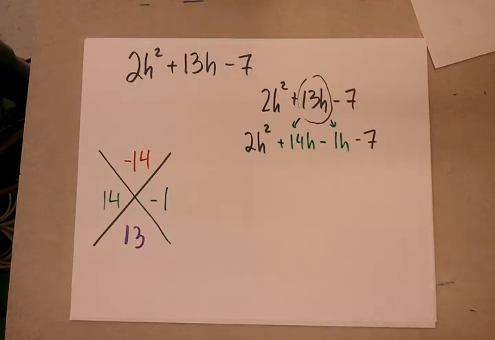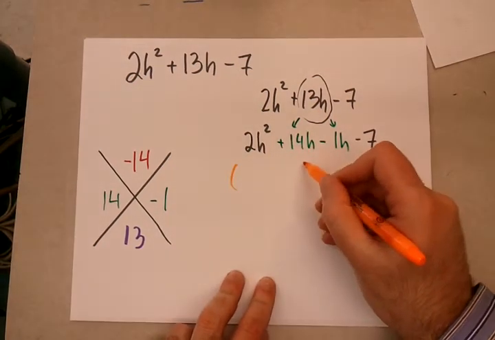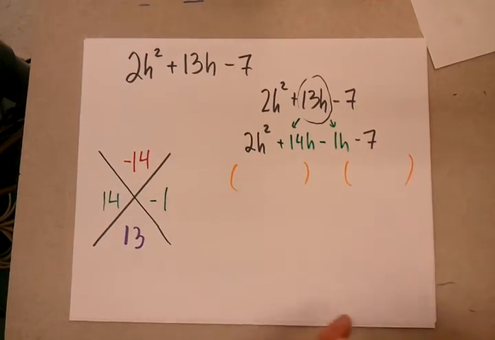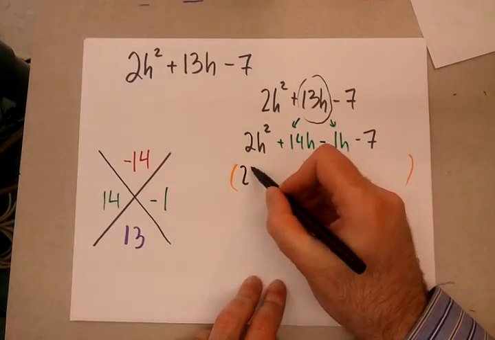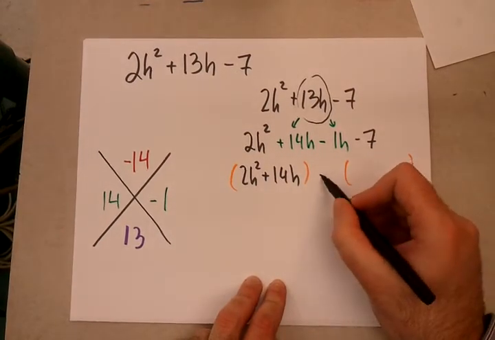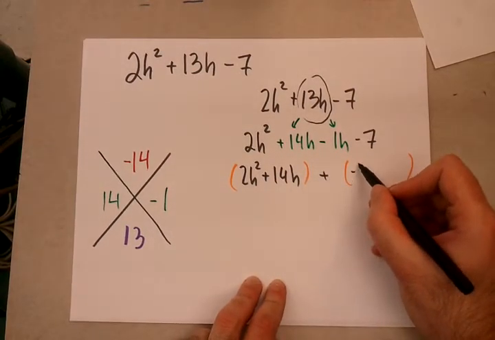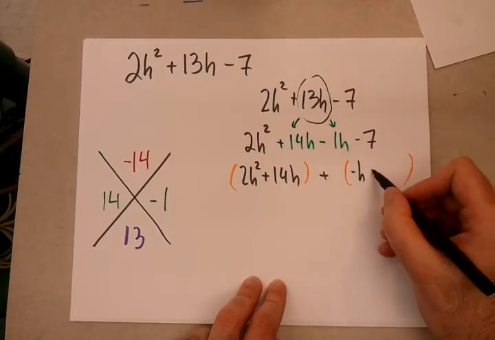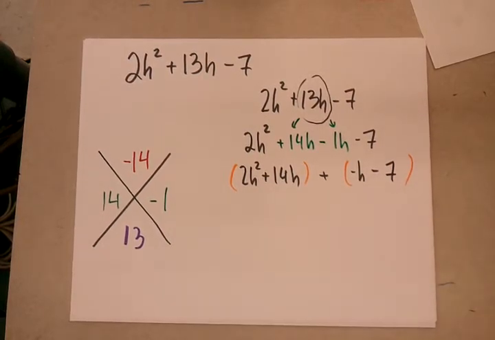And this is what it looks like. So I'm going to write a parenthesis here, I'm going to write a parenthesis here. This is not like the parentheses before because I'm not having the parentheses multiply because obviously there's no multiplication signs. So I'm going to have 2h squared plus 14h in the first parenthesis plus negative h, I'm just going to skip the 1, minus 7 in the second parenthesis.